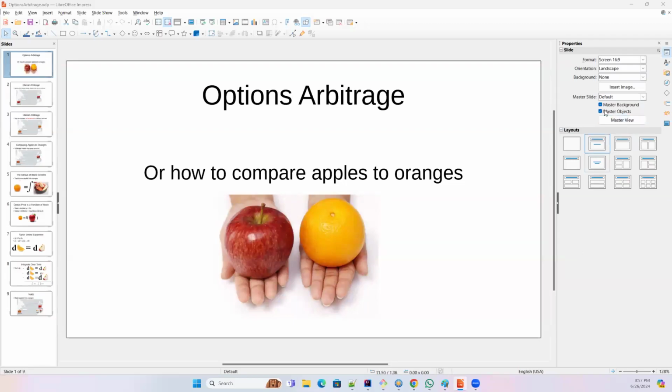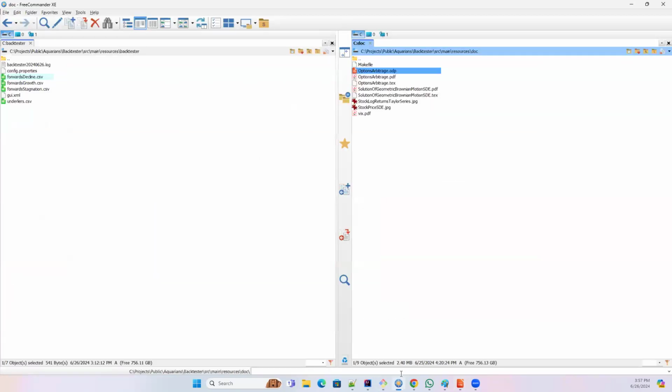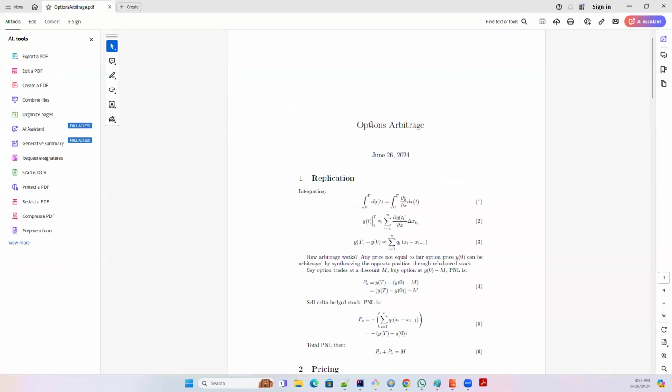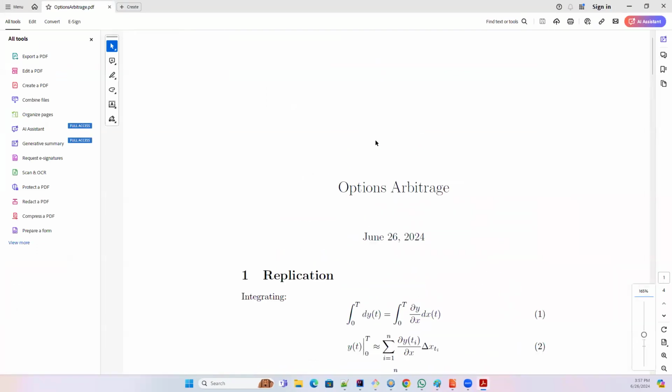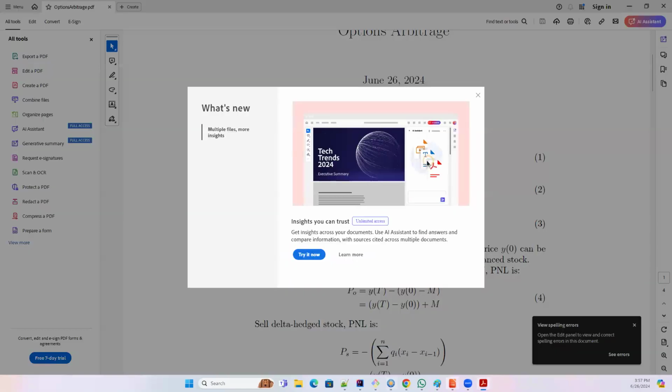So we have discussed an informal presentation of options arbitrage and the argument on how it works. And now we are going to be a bit more rigorous and look at the mathematical derivation of all this stuff. So what we have discussed so far, what the heck is this?